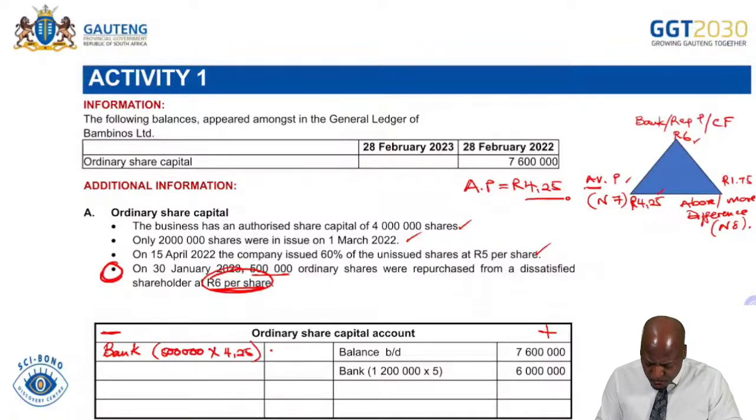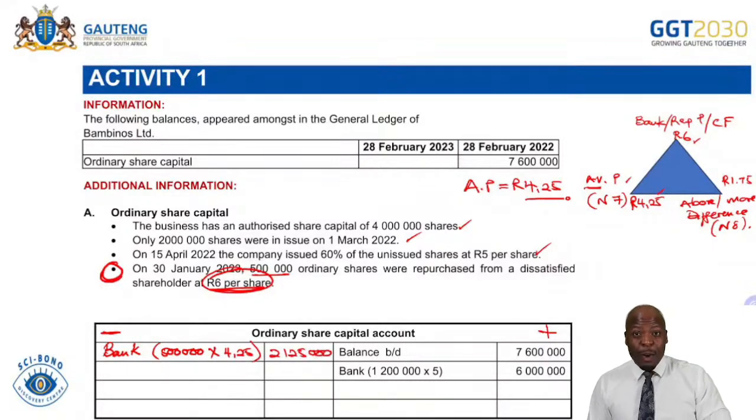Then you get your 2,125,000. Once you are like this, then you close off the ledger account. Please have your calculator close. We're now going to say 7.6 plus 6 million. That gives you what? 13.6 million.